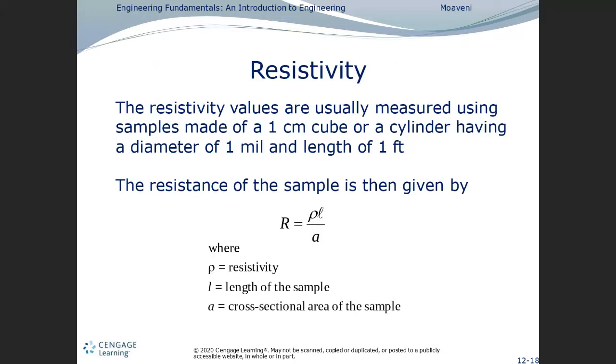So resistivity values are usually measured using samples made of a 1 centimeter cube or a cylinder having a diameter of 1 mil, right? And those are like copper wires or even sometimes alloy metal wires. You'll see them measured in mil, in length in feet, obviously in imperial. They'll more than likely be in SI units.